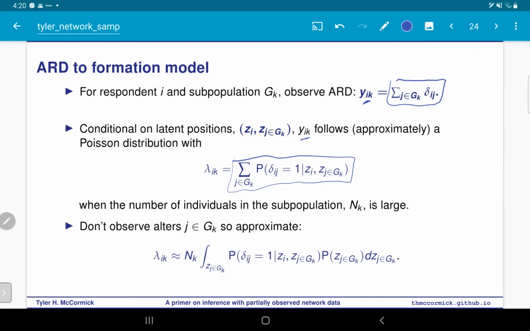And so since you don't observe these connections, you approximate this term here, this mean, by essentially replacing a summation with an integration component. So instead of having a sum across all of the people and the latent positions of all the people in a particular group, all the people who own tractors, I'm essentially just going to take the expectation of one of those people, and then multiply it by the number of people in that group in K.